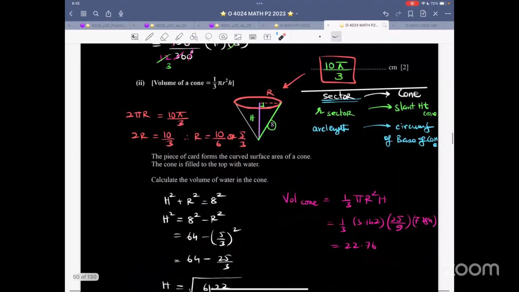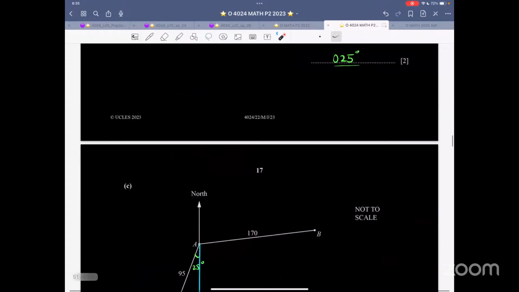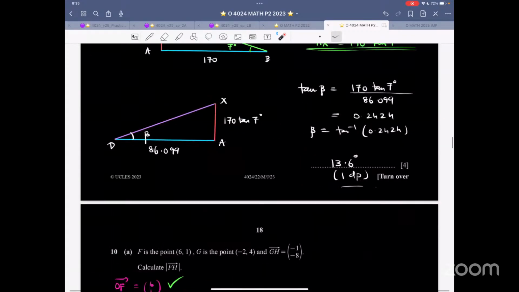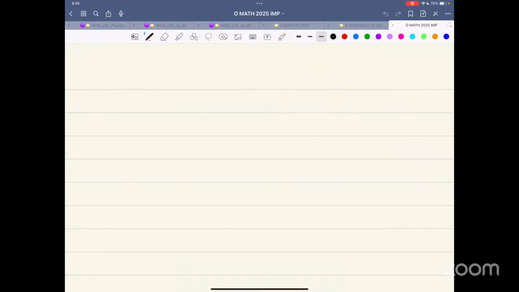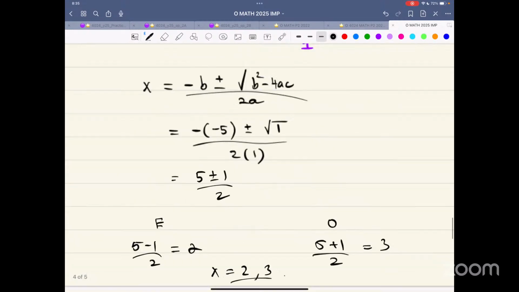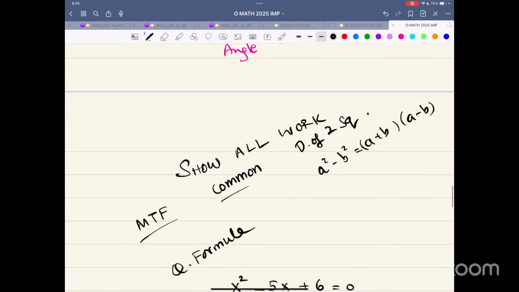This kind of question is done previously. Basic trigonometry. And I think I would just be signing off. And I think we did everything related to O-level maths 4024. And just be very careful. Show all the work. You're all set for the exam.